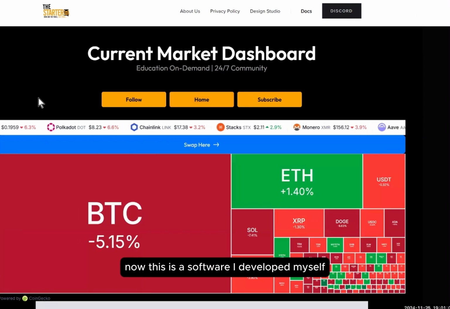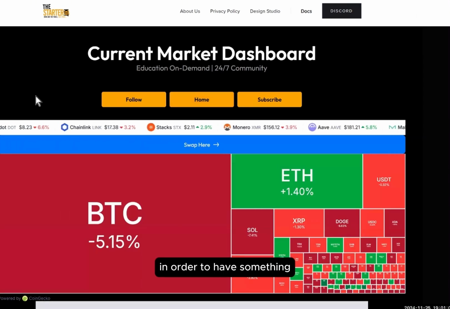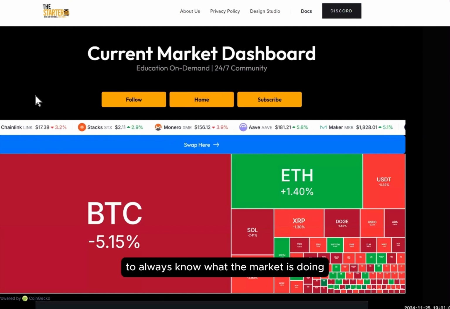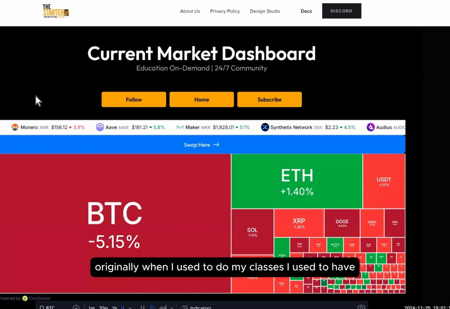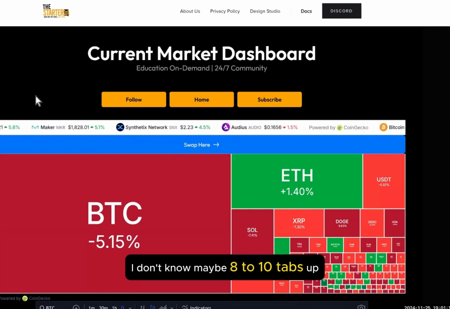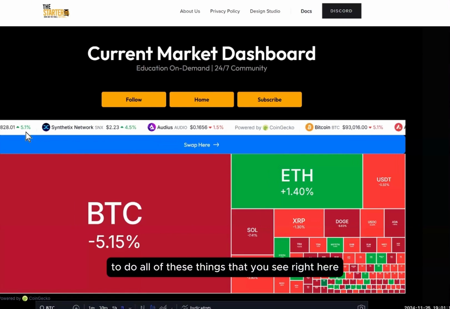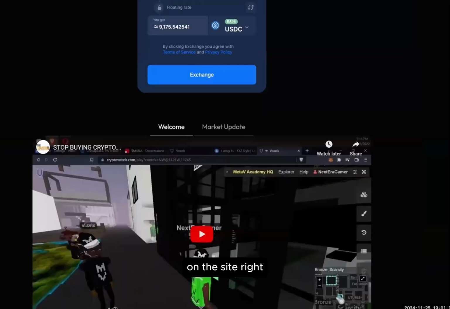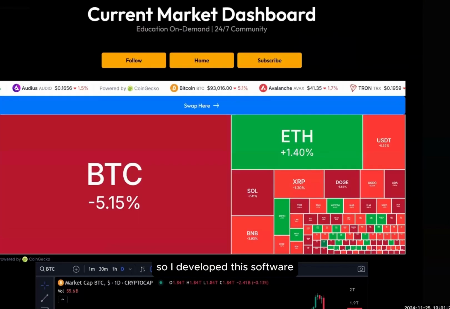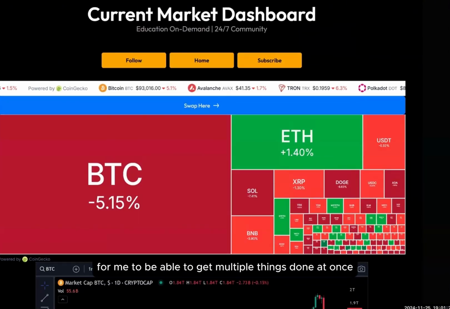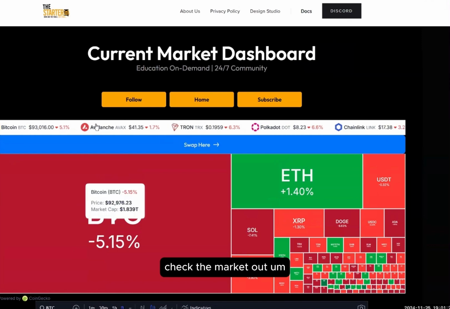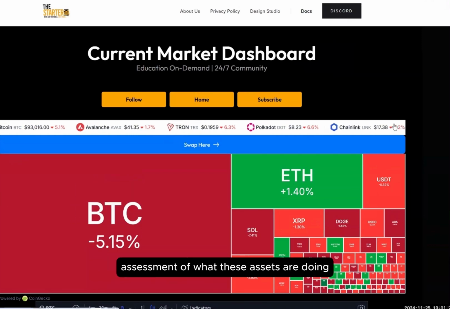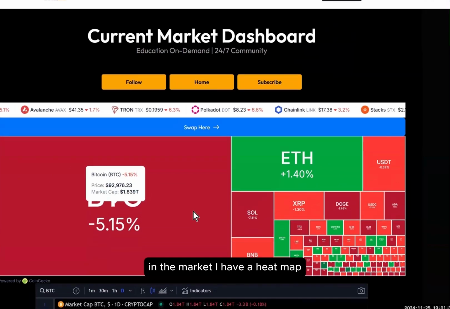Now, this is software I developed myself in order to always know what the market is doing. You know how originally when I used to do my classes, I used to have, I don't know, maybe 8 to 10 tabs up to do all of the things that you see right here on the site, right? So I developed this software for me to be able to get multiple things done at once, and that is being able to check the market out. So I get a quick assessment of what these assets are doing in the market. I have a heat map.